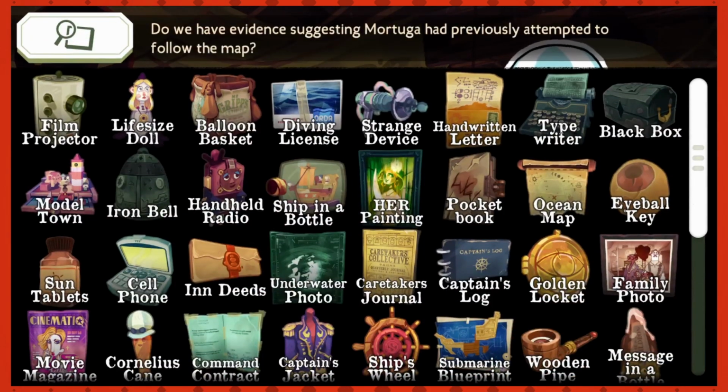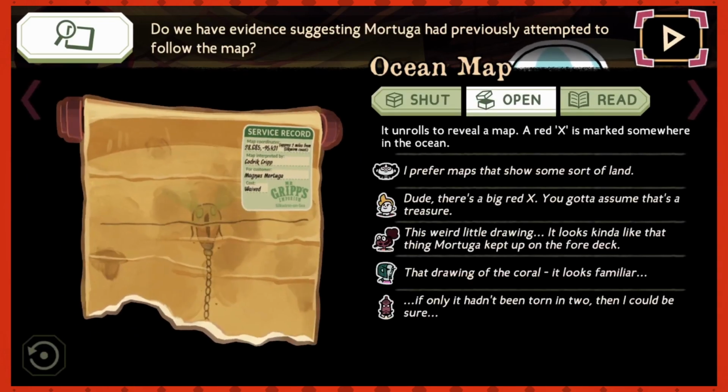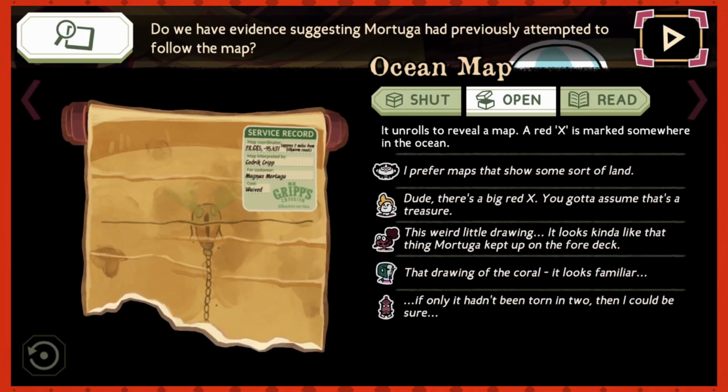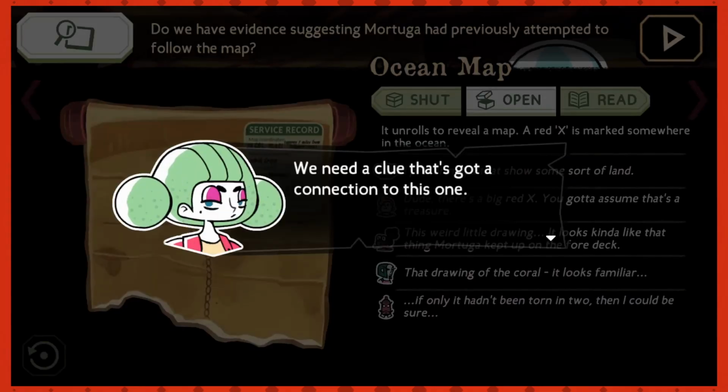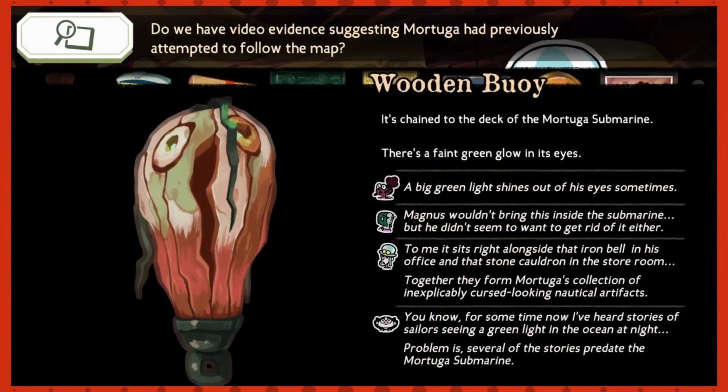Do we have evidence suggesting Mortuga had previously attempted to follow the map? Do we have that? And there's the creepy drawing. We need a clue that's got a connection. We'll get to that in a minute.